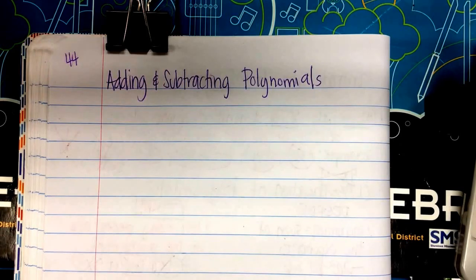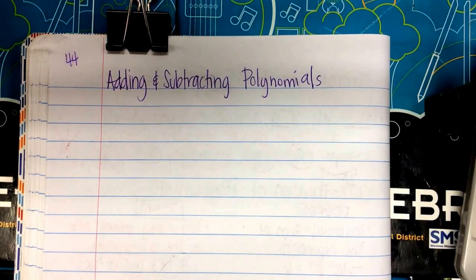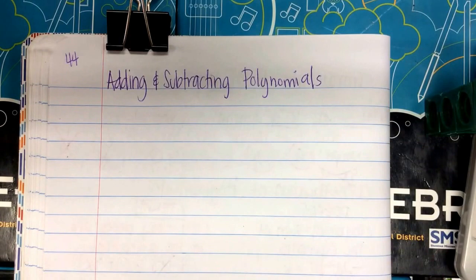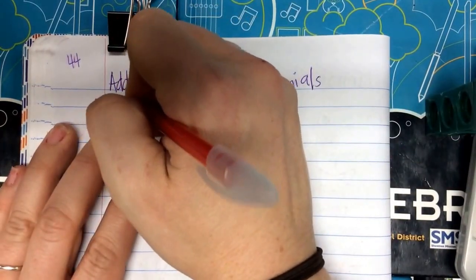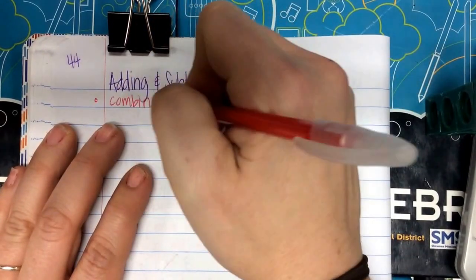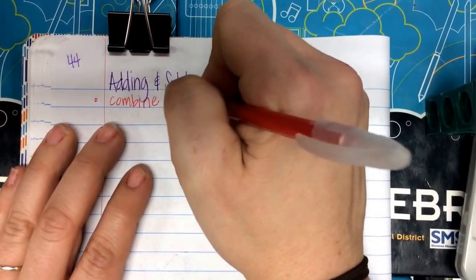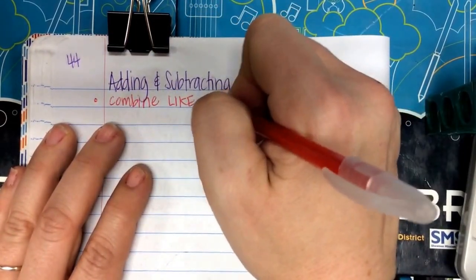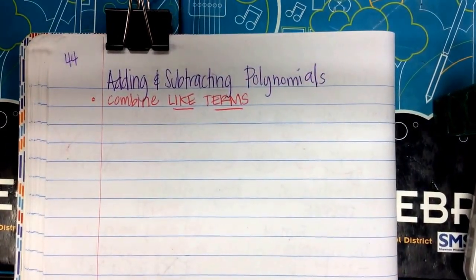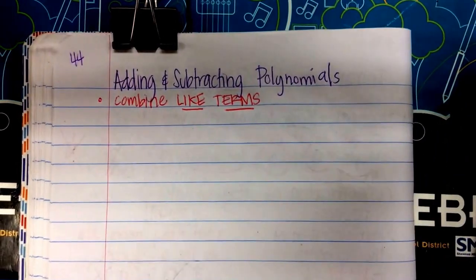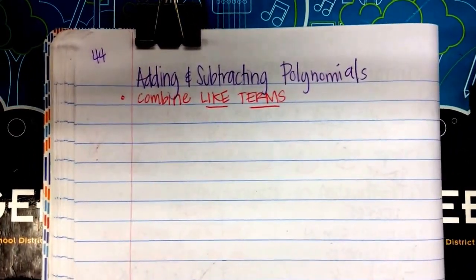So to add or subtract polynomials, it's basically something we already know. We're going to combine like terms. To add or subtract polynomials, all you do is combine like terms.